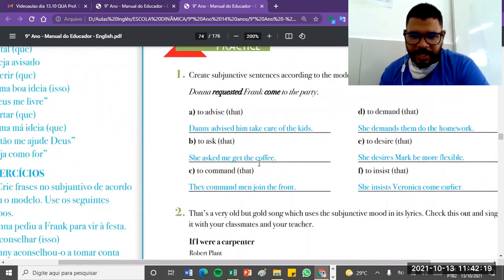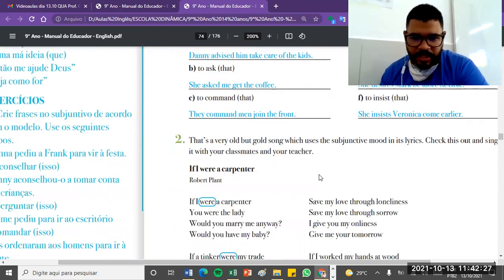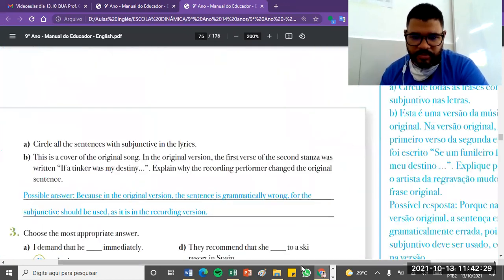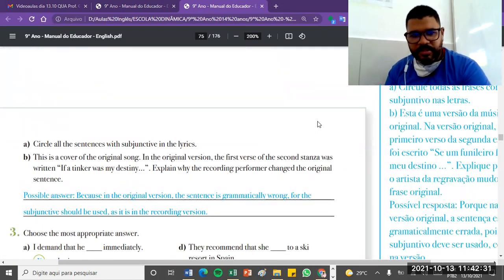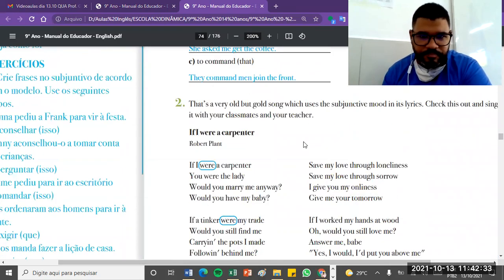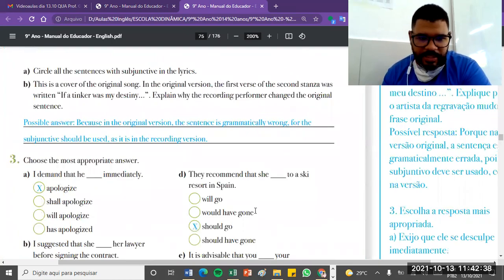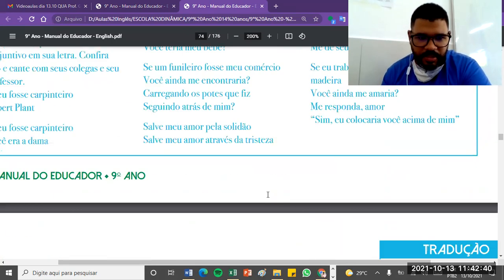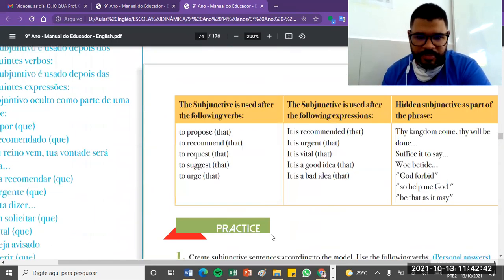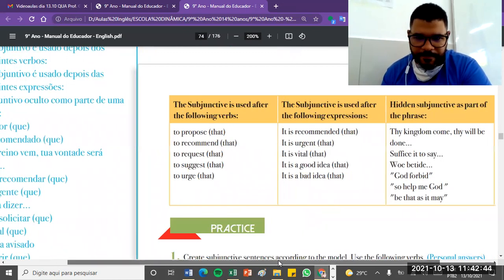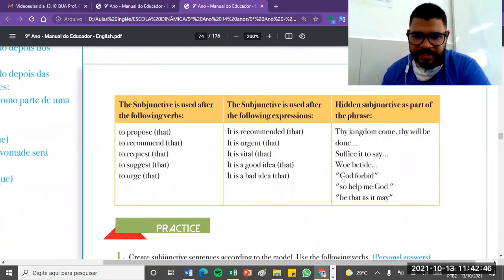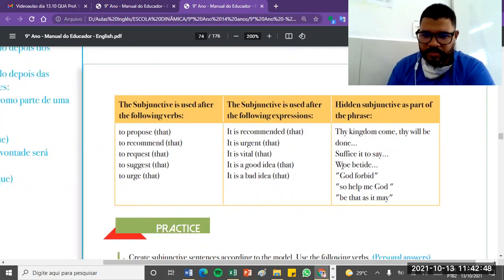Eles me pediram para pegar um café. Ela deseja que Mark seja mais flexível. Ela deseja, mas, no entanto, Mark não é. Ok? Então, são algumas situações que podem ser interessantes vocês praticarem. Deixa eu ver mais um vocabulário interessante. Então, é interessante que vocês observem essas palavrinhas, assim como essas expressões aqui, ó.